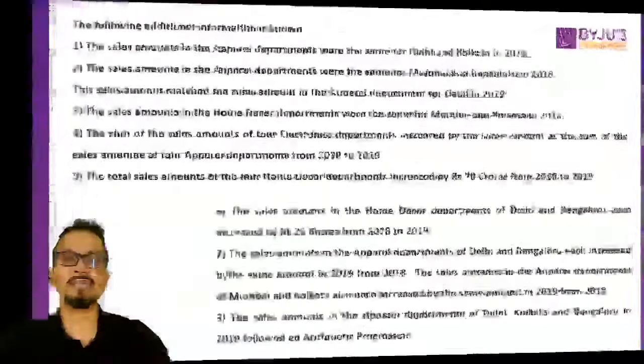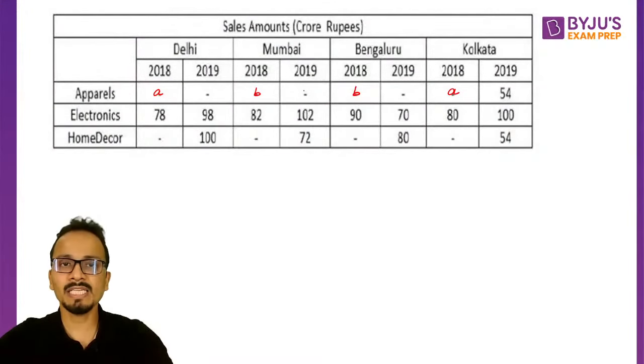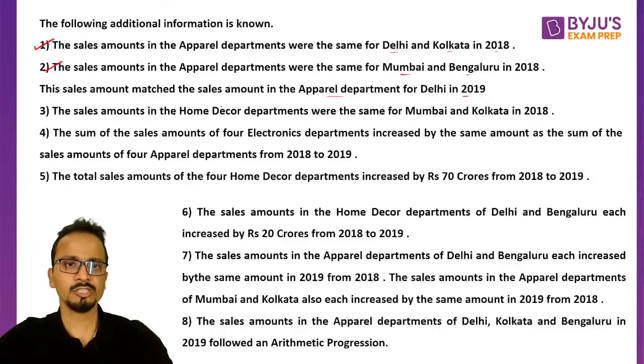So apparel department Delhi in 2019 is this one. Okay, so this value is also equal to B. Clear? Okay. So second statement is completely over.